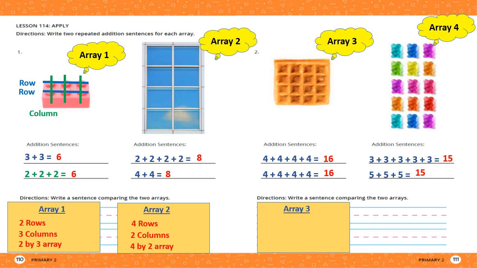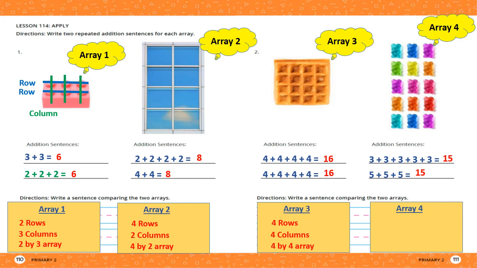Array number 3 has how many rows? Let's count the number of rows. 1, 2, 3, 4. So we will write 4 rows. It has how many columns? 1, 2, 3, 4. So we will write 4 columns. The name of array, so simple. Number of rows by number of columns. 4 by 4 array. Okay, don't forget to write the word array.